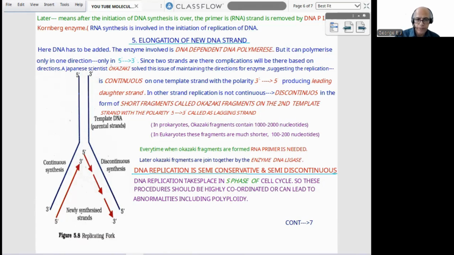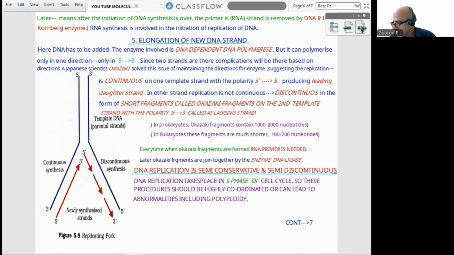Ligase uniting. DNA replication is semi-conservative and semi-discontinuous. Important question. One strand will be old and one will be discontinuously produced. That way, semi-conservative and semi-discontinuous. Then DNA replication takes place in the S phase, already studied in the cell cycle. So S phase of the cell cycle. These procedures should be highly coordinated or can lead to abnormalities, including polyploidy and later mutation.